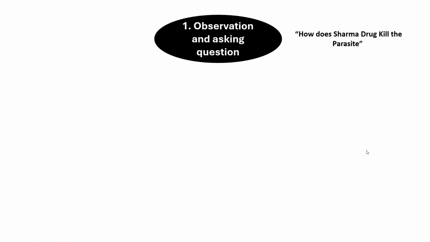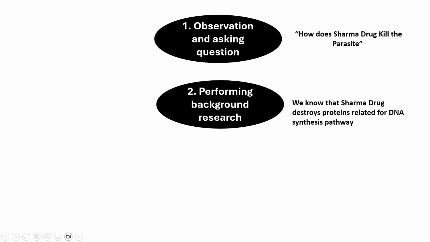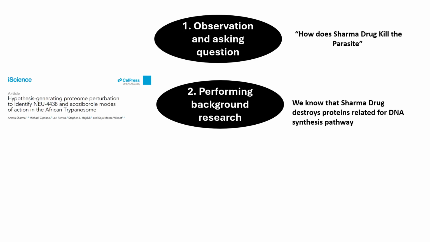Now, how does this drug kill the parasite? That was my question. What background knowledge did I already have? So we had already performed a proteomics experiment in which we knew that this Sharma drug destroys a protein which is required for the synthesis of DNA in the parasite. Because we already know that there was a hypothesis generating proteomics study already done in the past.